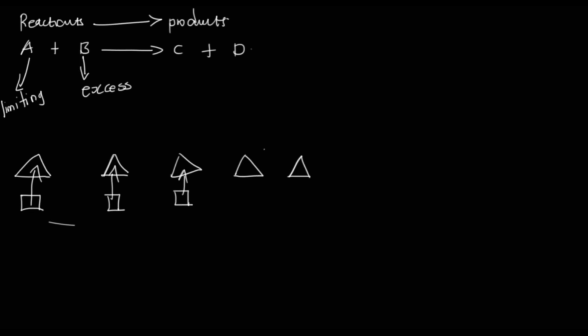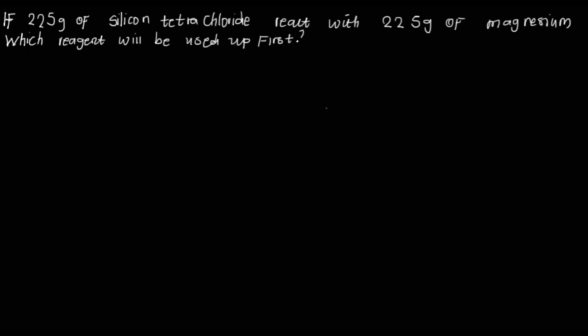Now, from there, we also have to know that we may have questions where we use a limiting reactant to find the mass, the volume, concentration, or number of particles of an unknown substance. Let's have an example. So if 225 grams of silicon tetrachloride react with 225 grams of magnesium, the question is which reagent will be used up first. You can't use the mass to determine the limiting reagent, because as we can see, the two have equal masses: silicon tetrachloride has 225 grams and the magnesium also has 225 grams.